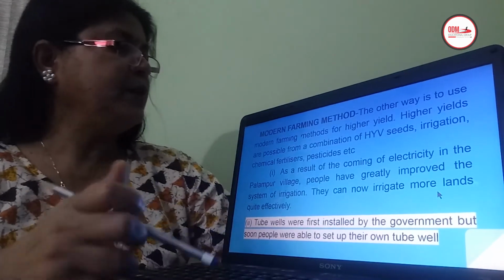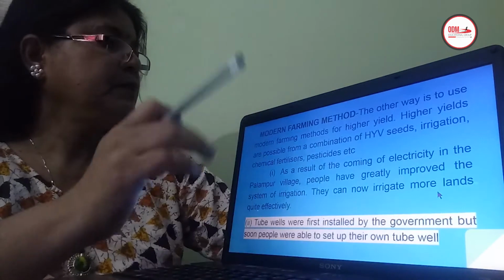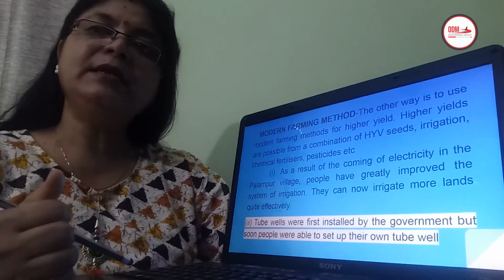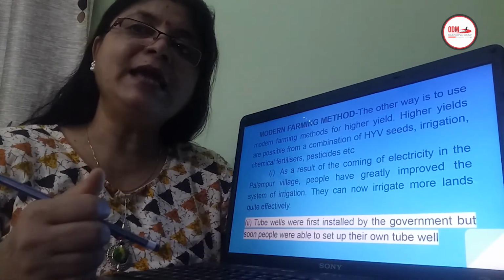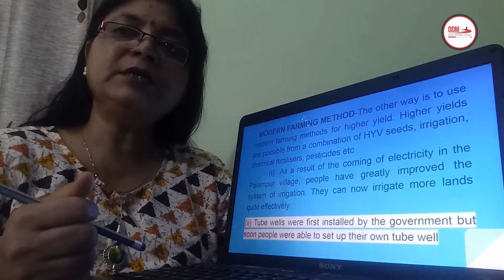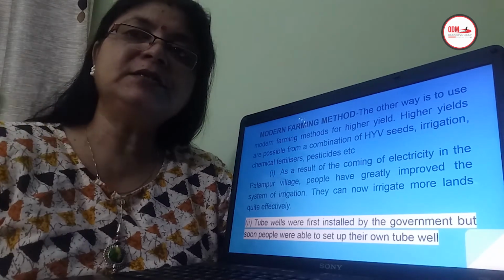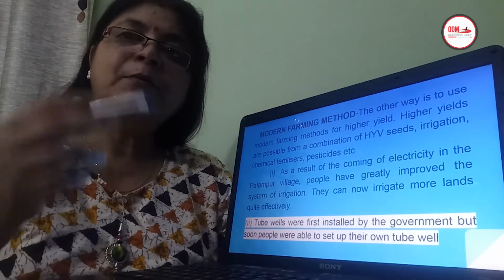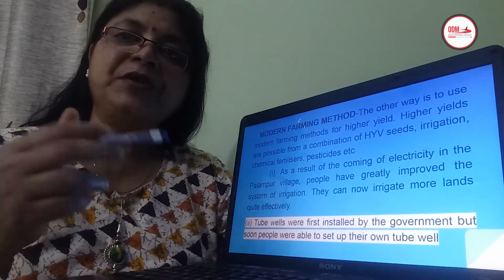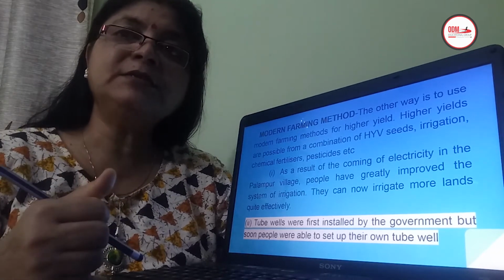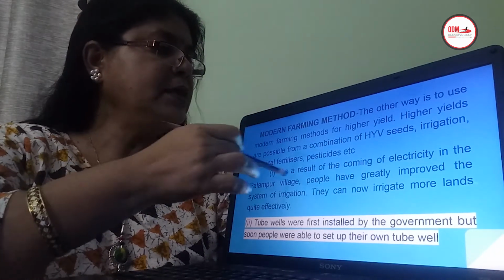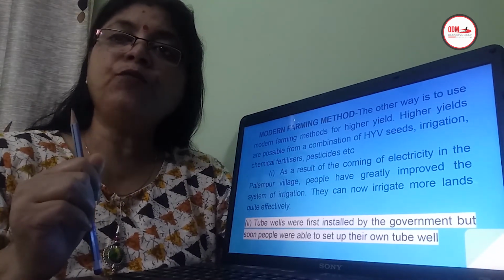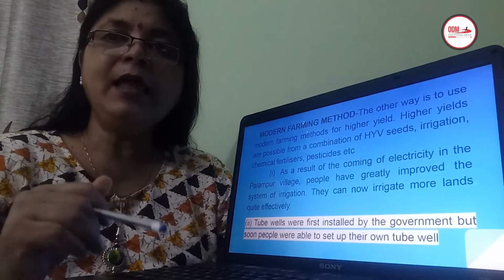Next, they also adopted the modern farming method. Under this modern farming method, they generally use HYV seeds, high yield variety of seeds, which produce a maximum quantity. It increases the quantity of the production. HYV seeds, then chemical fertilizers, pesticides, insecticides, tractors, different modern tools and machines they are using in the modern farming method. By using this modern farming method also, they can go for more than one crop in the same piece of land.